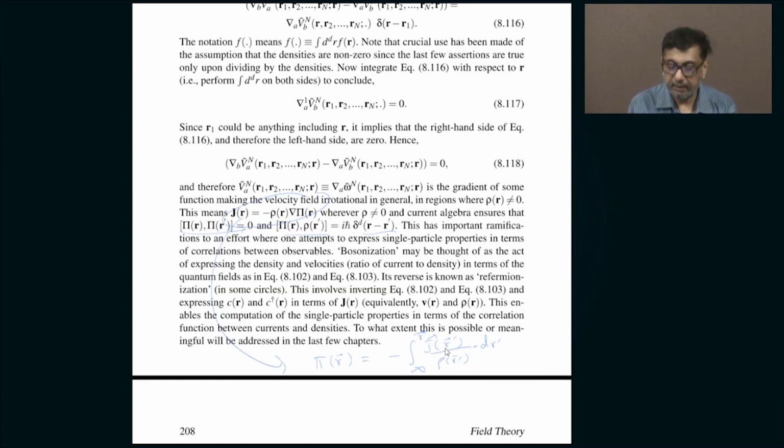But then clearly this makes sense only when, along that path, when you are doing the line integral, rho is not 0. So, that means you have to restrict yourself to situations where the density does not vanish. When the density does not vanish, velocity is irrotational. That is an important lesson from all this. So, when density does not vanish, velocity is irrotational. That means there are no vortices.